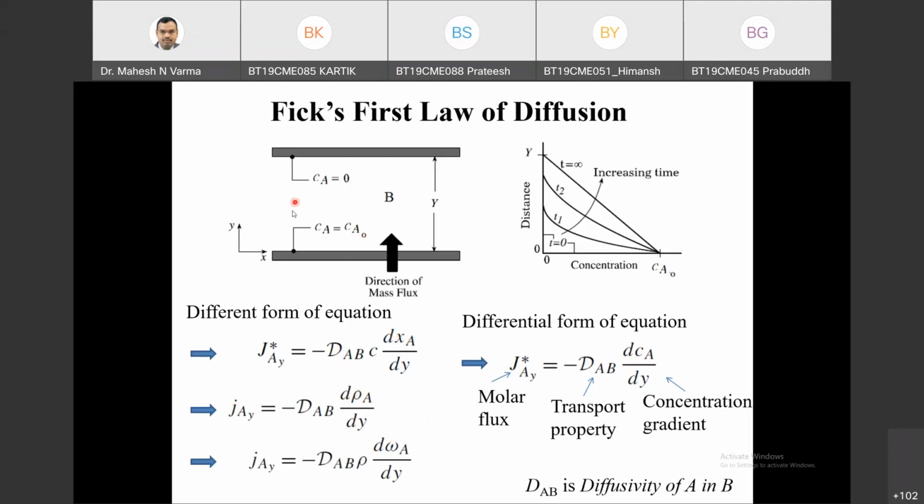When the total density of the system remains constant, you can say this is a special case. Special case, when the total concentration of the system remains constant. At that time you can write this. So this will be the equation.